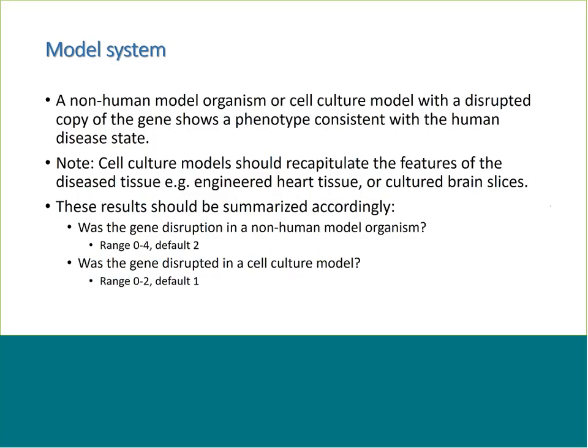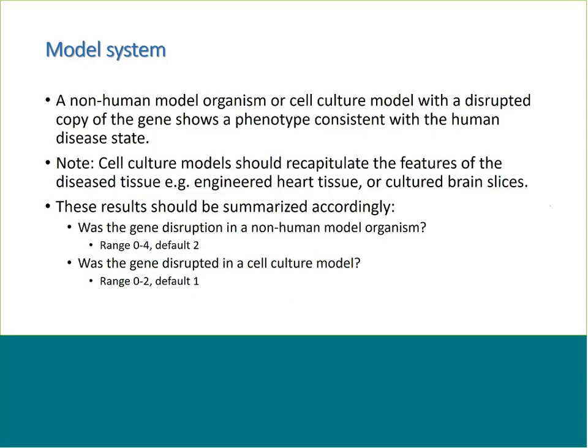So moving on, model systems. Of course, this is a non-human model organism, so we often think about things like mouse or xenopus. Or a cell culture model with a disrupted copy of the gene that's showing a phenotype consistent with a human disease state. We've had a lot of questions regarding the difference between cell culture models and functional alterations. So we added a little more guidance in the SOP to say that cell culture models should recapitulate the features of the disease tissue. Cell culture models could include things like engineered heart tissue or cultured brain slices, as opposed to just cells that are growing in a dish.